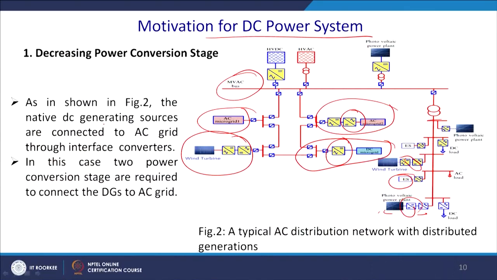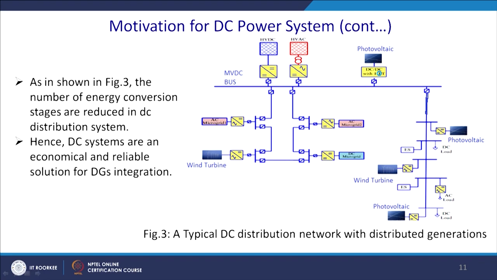As shown in figure 2, the native DC generator sources are connected to the AC grid through interface converters. In this case, two power converter stages are required to connect the distributed generator to the AC grid. So, we can get rid of this extra AC to DC converter in every place by having a DC grid. And as shown in figure 3, the number of energy storage units is reduced in the distribution system.